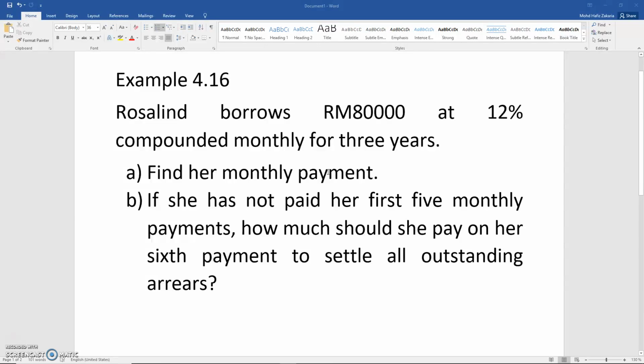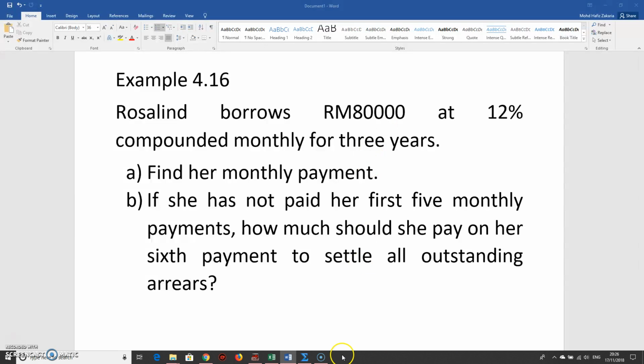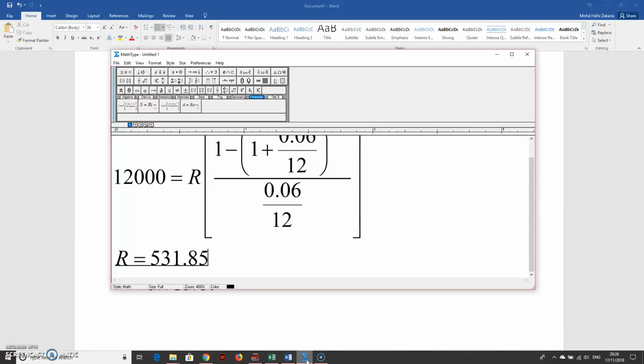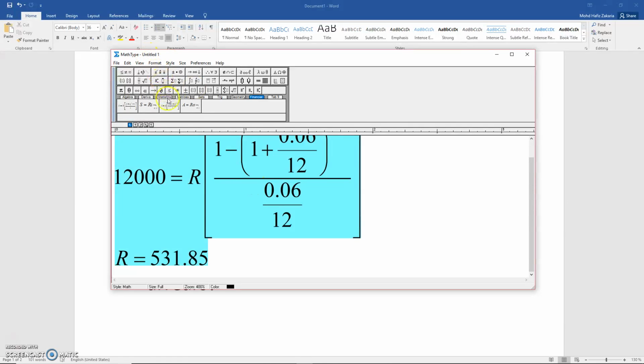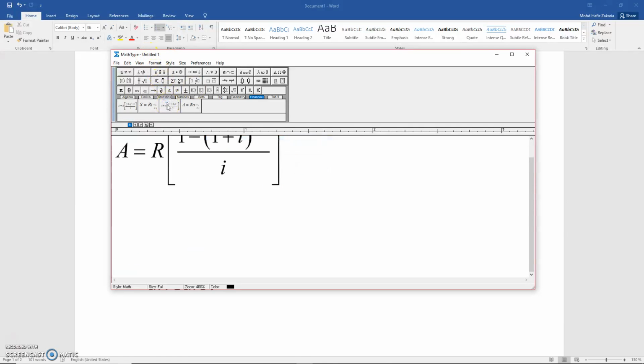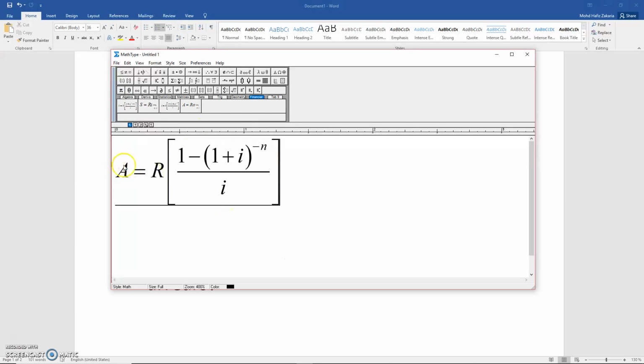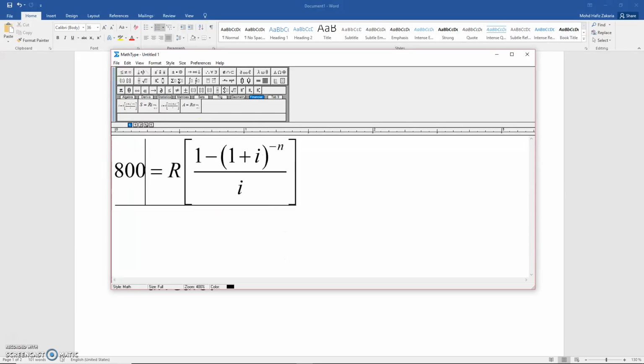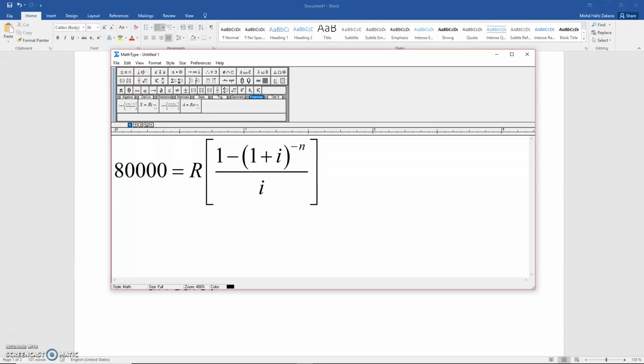Now we know that Rosalind borrowed 80,000 at 12% compounded monthly for 3 years, and the payment needs to be made monthly. So basically, we should use the present value formula, because we have the present value, which is the original amount of loan, 80,000. And what we want to find is the value of R.